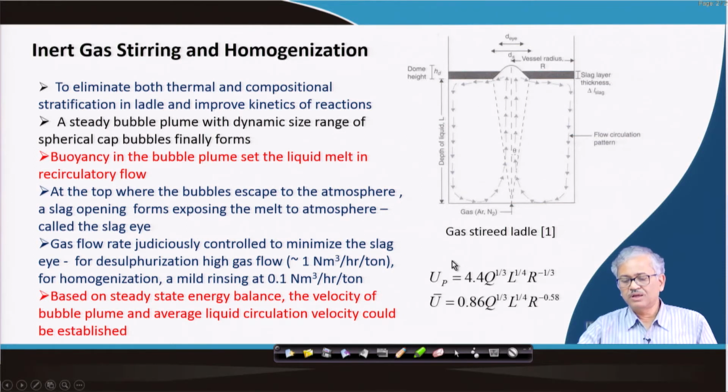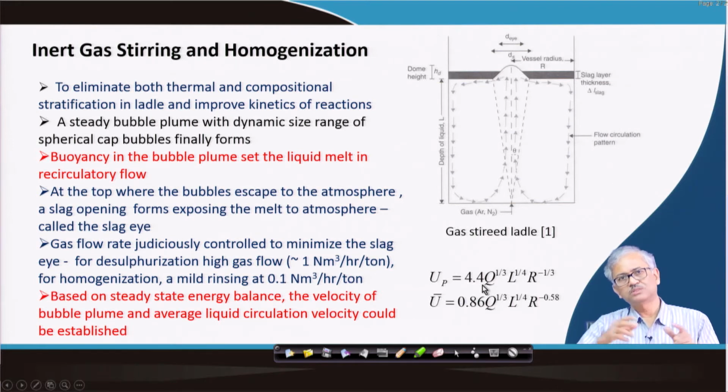So you can find that the plume velocity can be given as a function of the gas flow rate Q, the height of the vessel L, as well as the radius of the vessel R. As a function of design parameters L and R, and also operating parameter Q, you can get a correlation for the uprising plume velocity, right? And 4.4 is an empirical parameter, calculated based on cold model experiment.